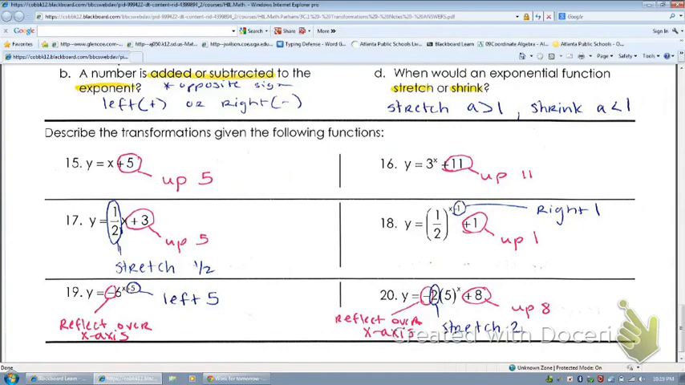So you're going to stretch. Is that number between 0 and 1? Yes, it is. So we're going to stretch by 1/2. And then right here, you should be shifting up 3. Okay? It just has 5 right here, but yeah, you should be shifting up 3 because you're going from the parent function. Okay? All right, over here now we're dealing with exponential functions.